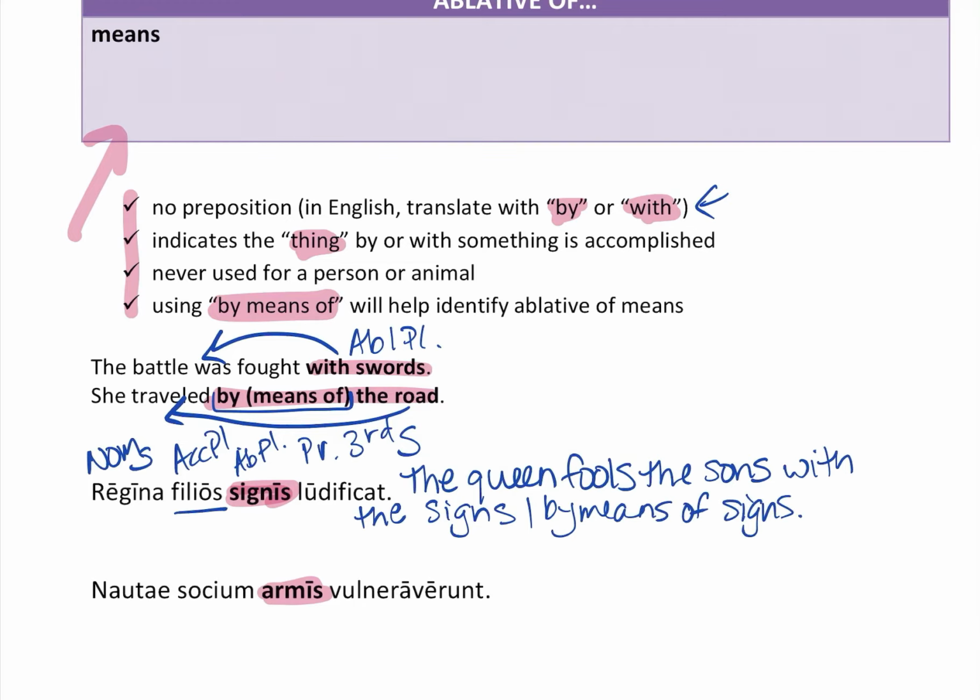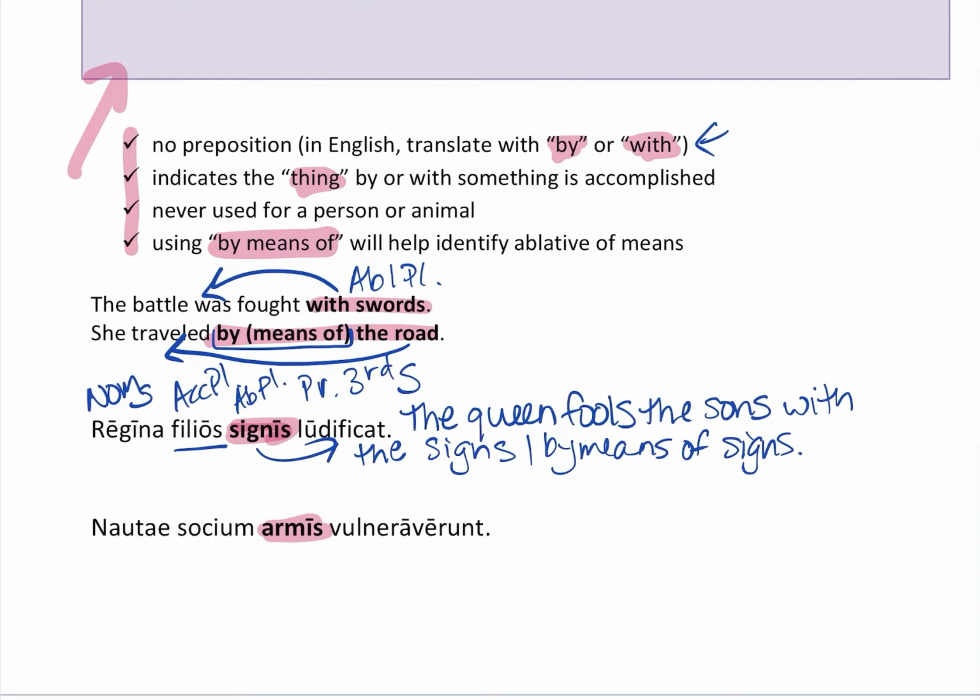And it makes total English sense. So either one is totally okay. But what we have to say is, how did she accomplish fooling the sons? Well, she did it with the signs. By means of. That's the thing she used to accomplish her goal.